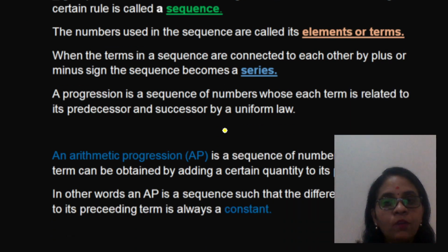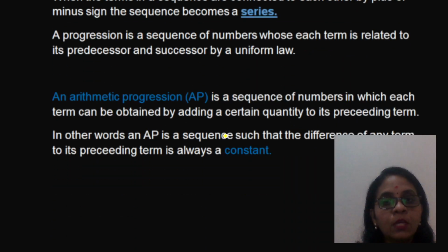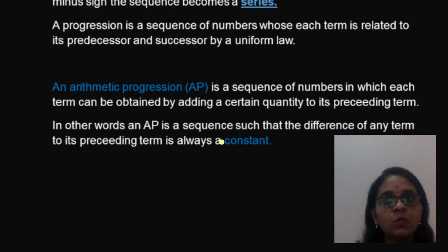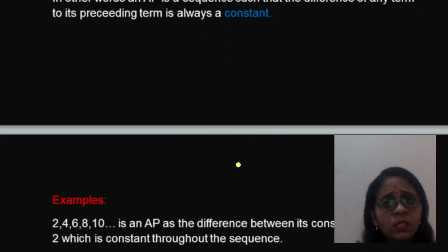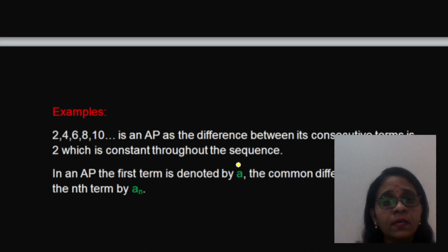Let me read it out for you once again. An arithmetic progression is a sequence of numbers in which each term can be obtained by adding a certain quantity to its preceding term. In other words, an AP is a sequence such that the difference of any term to its preceding term is always a constant, and this constant value is called the common difference. What is it called, children? It's called the common difference. The same example that I have taken up is here. 2, 4, 6, 8 is an AP. The difference between its consecutive terms is 2, which is constant throughout the sequence.